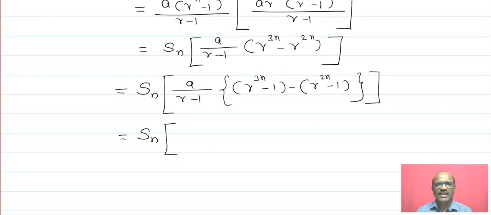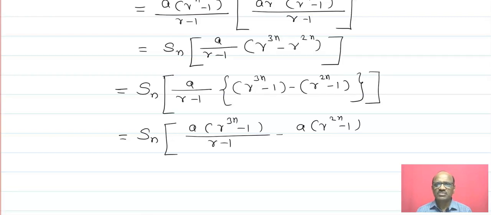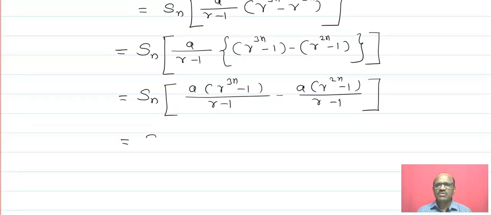That's why we are adjusting the terms, Sn in bracket A into r raised to 3n minus 1 upon r minus 1. Again multiplied these two terms with A upon r minus 1. Therefore, it becomes A into r raised to 3n minus 1 upon r minus 1 minus A into r raised to 2n minus 1 upon r minus 1. And these terms are nothing but Sn in bracket S3n minus S2n, and hence our LHS is equal to the RHS. It is proved here.